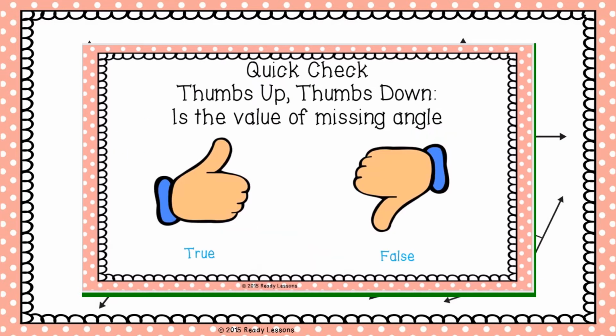Now here's just a few little fun quick checks. Thumbs up is true, thumbs down is false. Is the value of the missing angle true, or is it false? So just jot down on your paper whether you believe it's true or false.